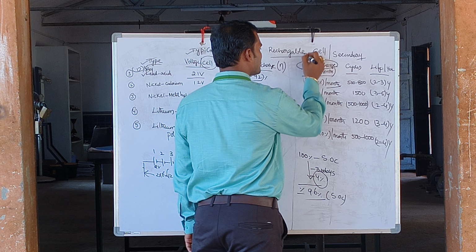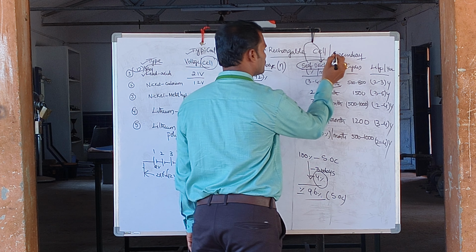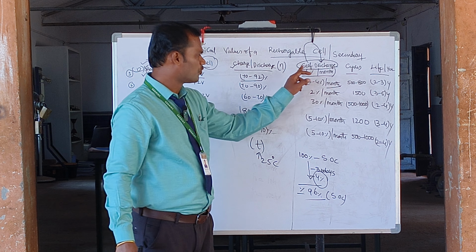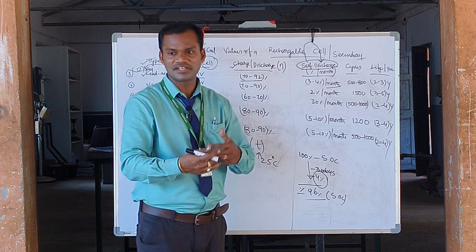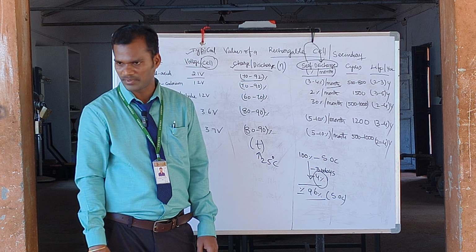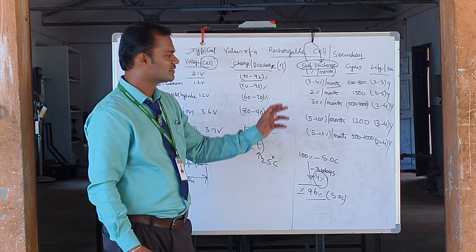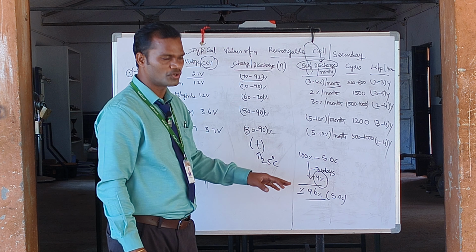The battery is able to discharge of its own. Sir, why is it discharged? Due to the chemistry inside the battery. So due to the electrochemistry, the battery is able to discharge of its own.